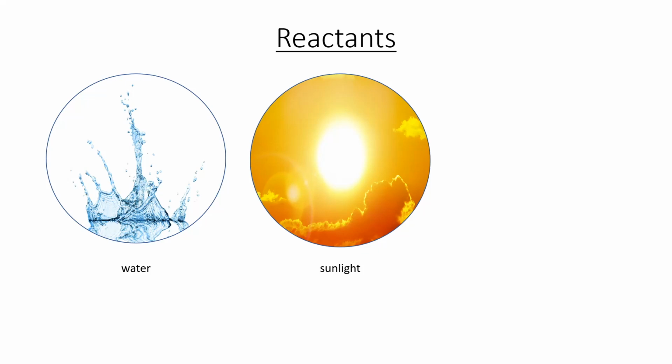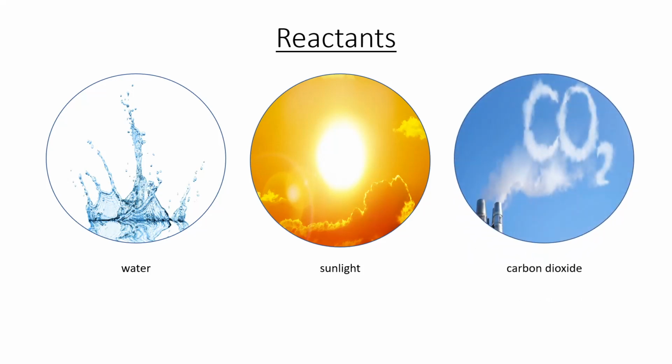Another example of an endothermic reaction, one we use is cooking. You need to add energy to the uncooked food in order for it to become the cooked food. So in the same way, sunlight is needed for photosynthesis. And the third reactant is carbon dioxide. Now, carbon dioxide exists very abundantly in the air, so plants have basically full access to carbon dioxide.